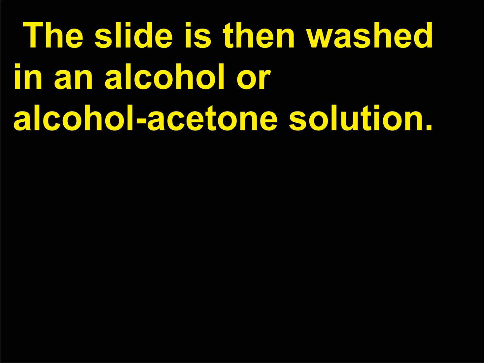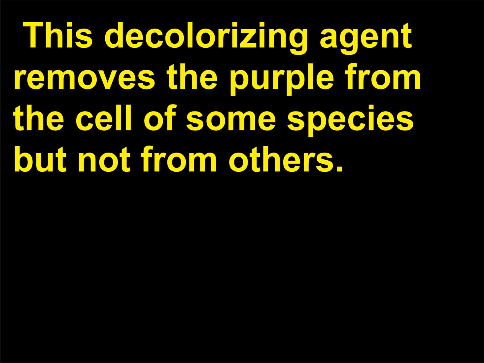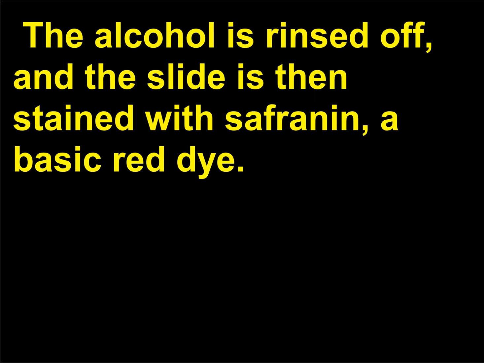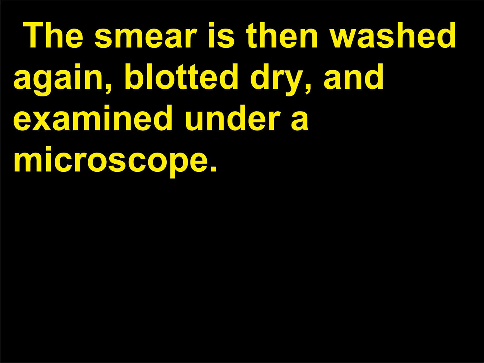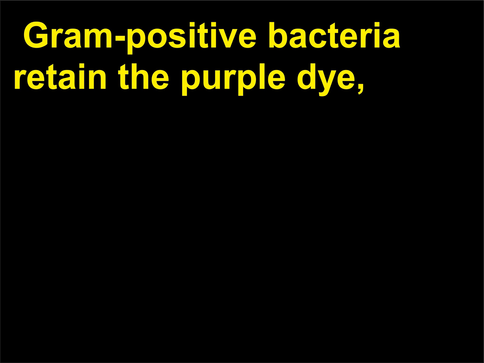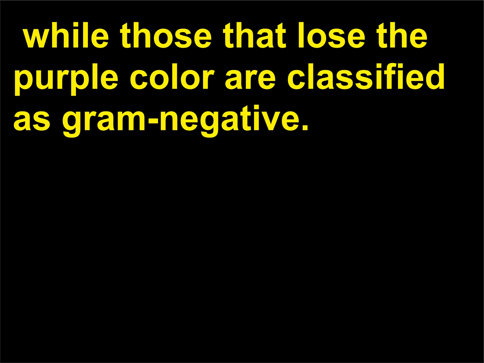The slide is then washed in an alcohol or alcohol-acetone solution. This decolorizing agent removes the purple from the cells of some species but not from others. The alcohol is rinsed off, and the slide is then stained with safranin, a basic red dye. The smear is then washed again, blotted dry, and examined under a microscope. Gram-positive bacteria retain the purple dye, while those that lose the purple color are classified as gram-negative.